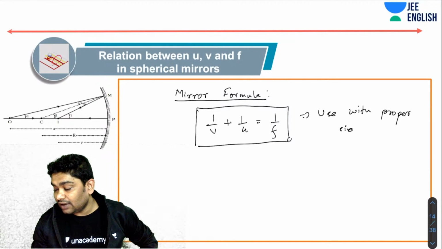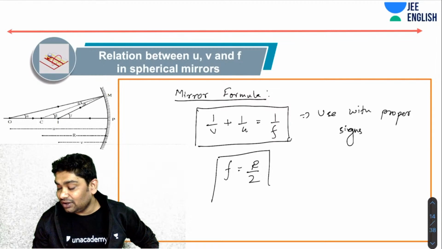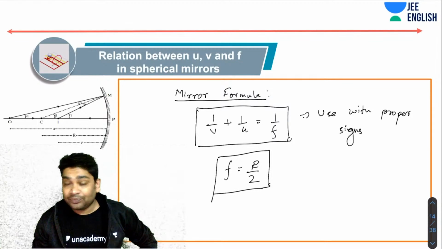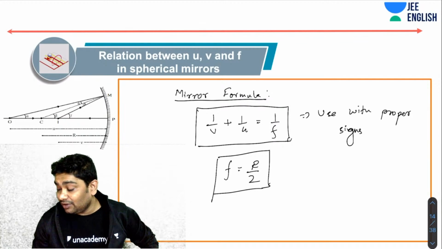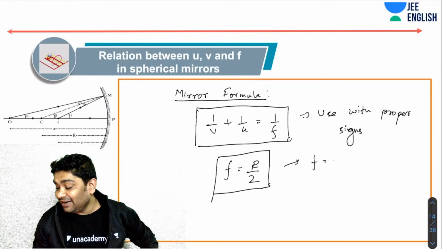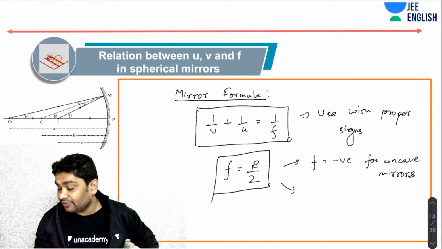Okay, so that is very important. Next, you realize F is also related to the radius of curvature like this. This is another important relationship: F equals R by 2. And if you remember, F is negative for concave mirrors. For concave mirrors, F is taken as negative, and for convex mirrors, it is taken as positive.